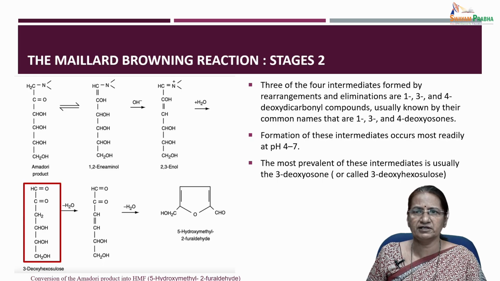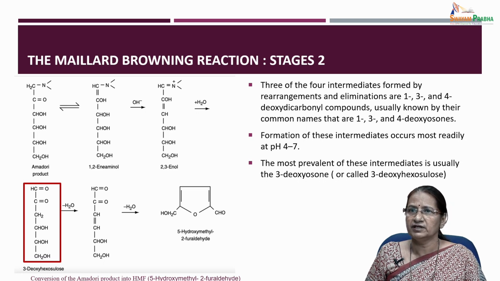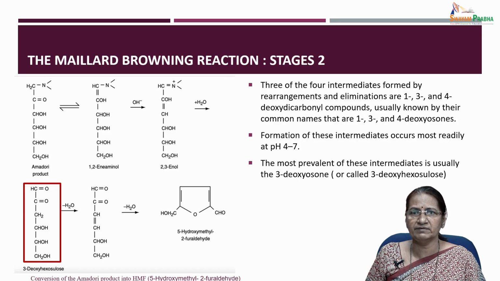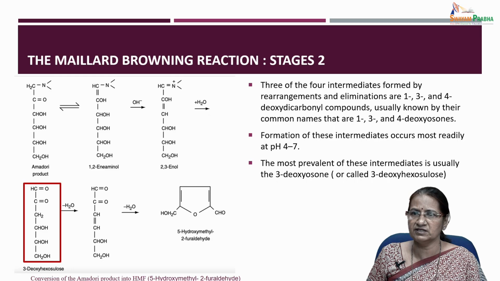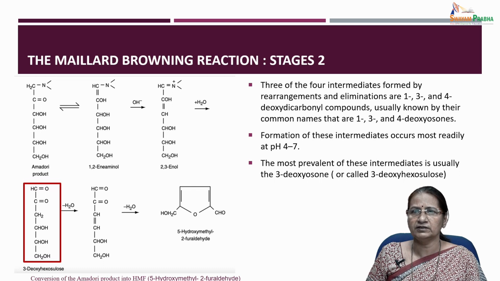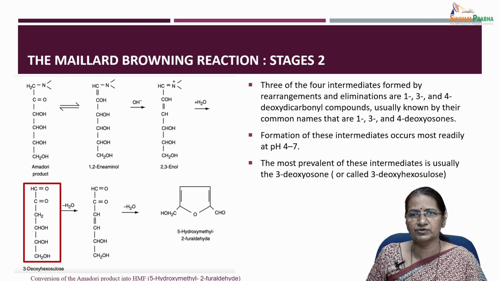3 of the 4 intermediates formed by rearrangements and eliminations are 1-deoxy, 3-deoxy and 4-deoxydicarbonyl compounds, usually known by their common names, that are 1-deoxyosone, 3-deoxyosone and 4-deoxyosone. Formation of these intermediates occurs most readily at pH 4 to 7. The most prevalent of these intermediates is usually the 3-deoxyosone or called 3-oxyhexacellulose.